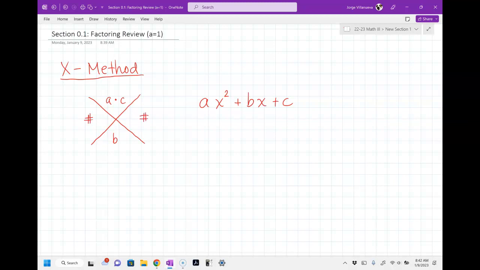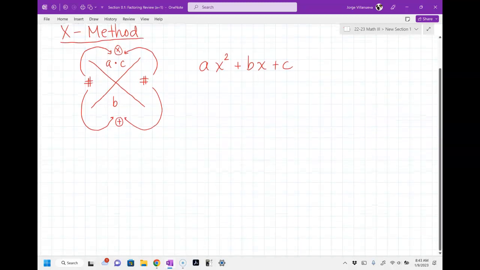Those two numbers have to multiply to this. Whoops, I put plus even though I said multiply. They're going to multiply to this number, and they're going to add to this number. Okay? So I think I mentioned this before. Some people call this the butterfly method because if you kind of look at that, it looks like a butterfly, right? This is our X method. Once you get that, then those numbers that we got, those hash marks there, we put them into a factored form.